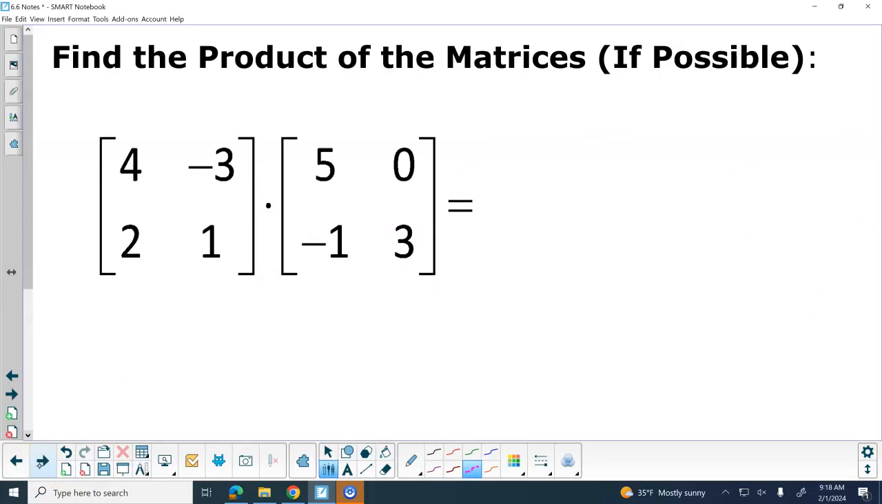Give you a moment again to write down. I'll read them off for you so you don't have to keep looking up. So the left matrix is 2 by 2: 4, -3, 2, and 1. 4, -3, 2, 1 for the left matrix. Right matrix, also a 2 by 2: 5, 0, -1, 3.